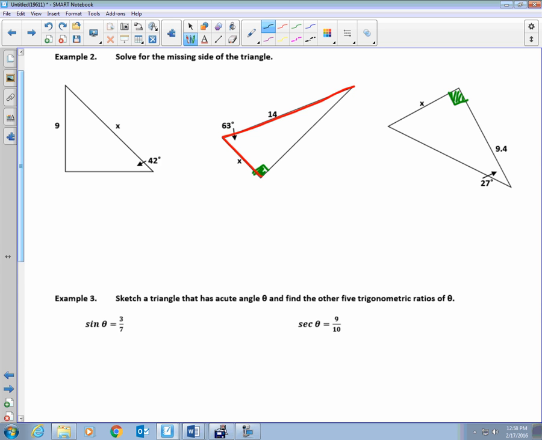Cosine, because this is the opposite, but I want the adjacent, which is x, and the hypotenuse, which is 14. So cosine of 63 degrees is equal to what? X over 14, I write it over 1 so that I have a ratio, proportion here. Multiply, I have x is equal to 14 cosine of 63 degrees.